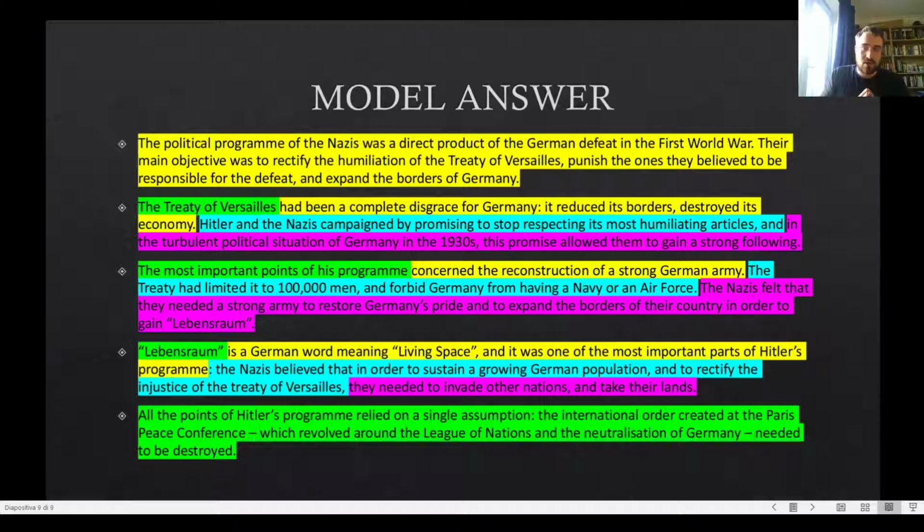All the points of Hitler's programs relied on a single assumption: the international order created at the Paris Peace Conference, where the Treaty of Versailles was signed, which revolved around the League of Nations and the neutralization of Germany, needed to be destroyed.